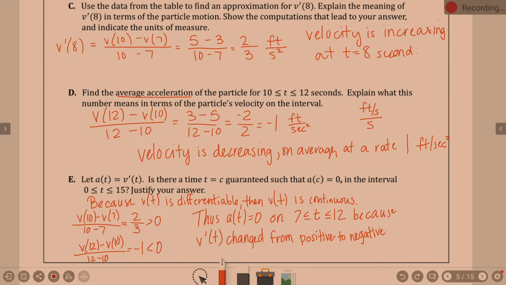Remember, those are average accelerations. We don't know the specific acceleration at each point, which is why we can't say specifically when that acceleration equals 0. Okay. That was our table. Now we've got to do a graph. Then we've got to do some calculator questions. Busy day.